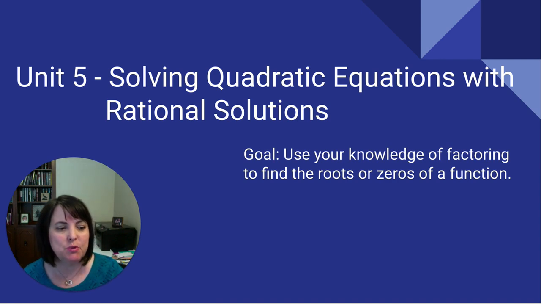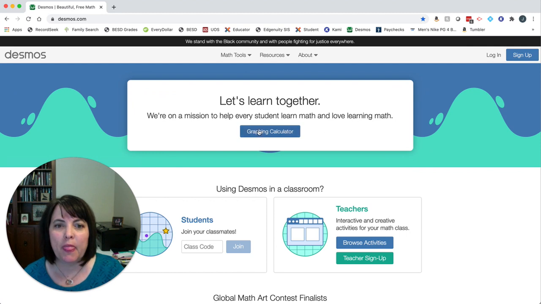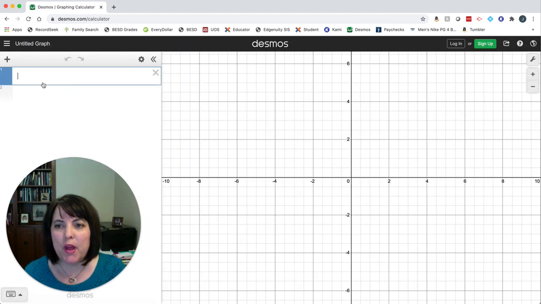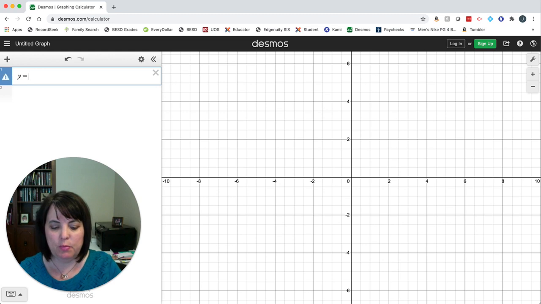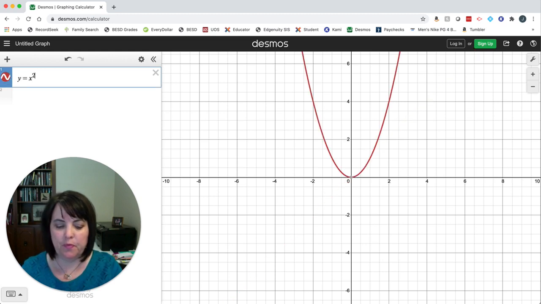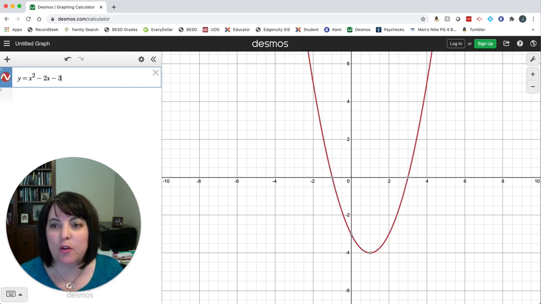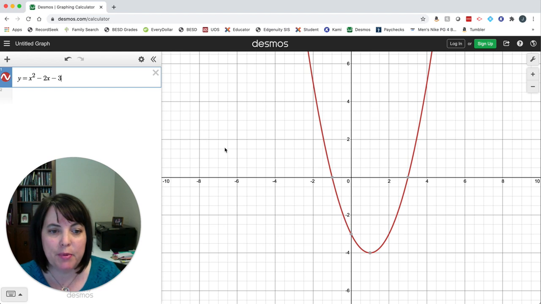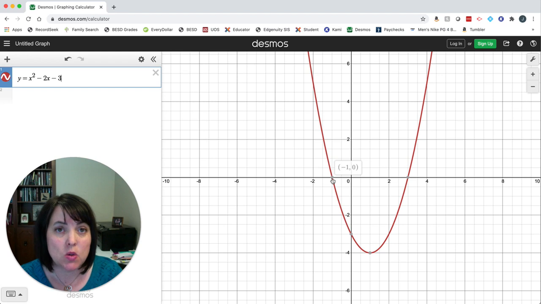If I open up my Desmos graphing calculator and graph a quadratic function here, it makes a parabola. And on the parabola, the zeros are basically where it crosses the x-axis. So in this case, we have a zero at (-1, 0) and a zero at (3, 0). Because the y value is 0 when it crosses the x-axis, we call them zeros. And those are the points on this parabola.